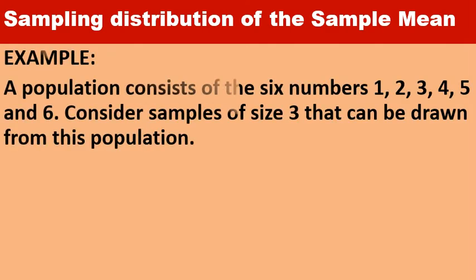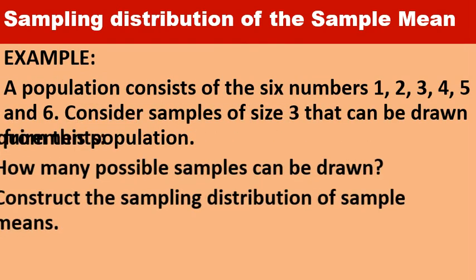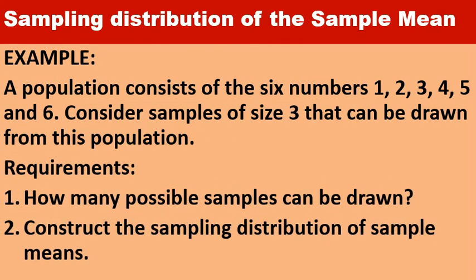Let us have another example. A population consists of 6 numbers: 1, 2, 3, 4, 5, and 6. Consider the sample size 3 that can be drawn from this population. The requirement again: how many possible samples can be drawn, and construct the sampling distribution of the sample mean.